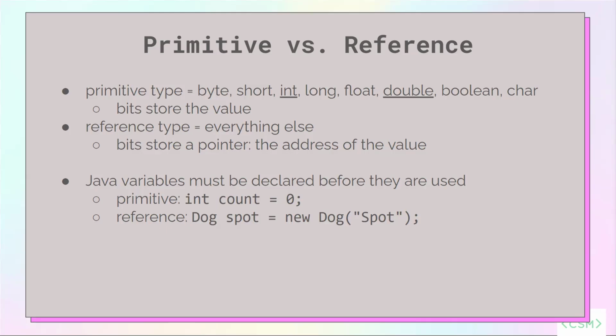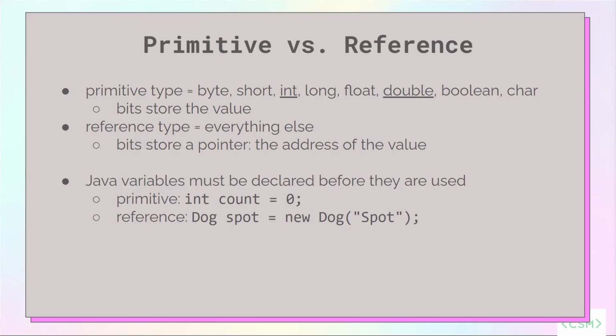For primitive types, when we assign a variable to it, we assign its actual value. So there will be a certain bit long storage that just gives you the number 2, for example, or the letter A. But the reference type is a little different. It can store everything else.